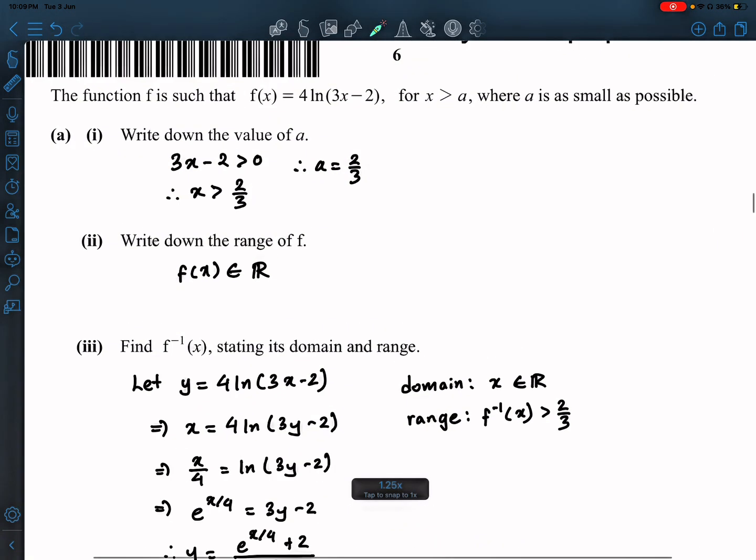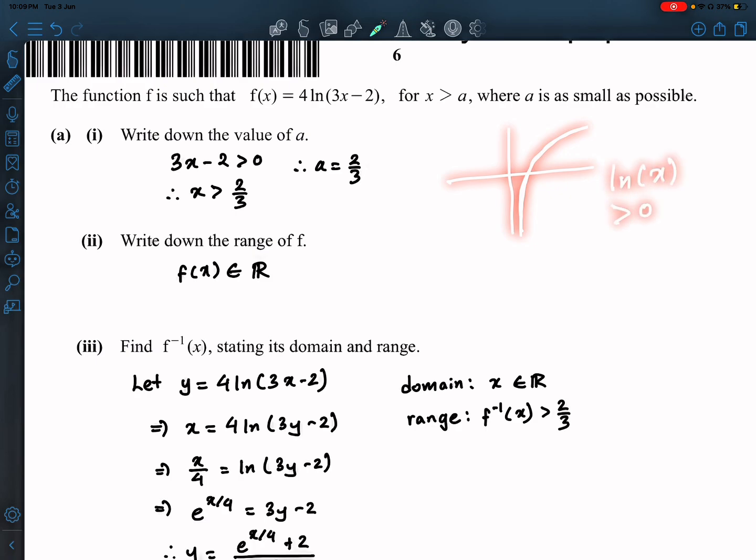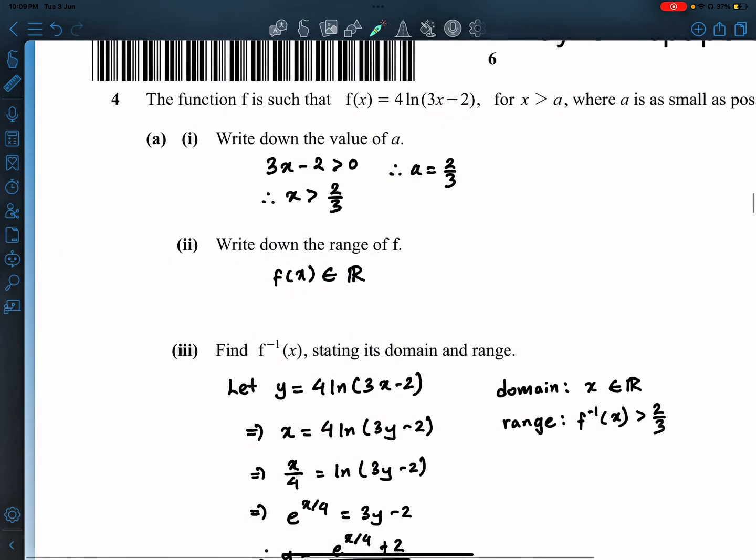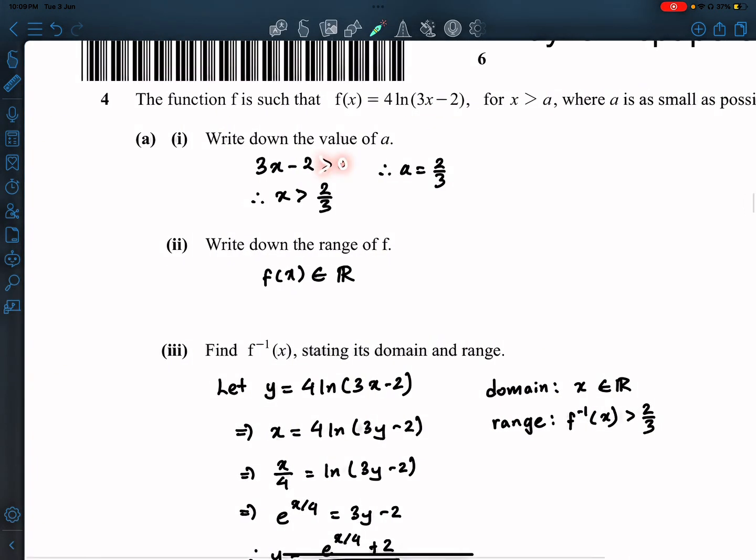So we know that a logarithmic function has a general shape like this. The argument of ln x is always greater than 0, because that's how the graph goes. So this entire part over here, 3x minus 2, has to be greater than 0. Once we make x the subject, we find x is greater than 2/3. Therefore, a is equal to 2/3.